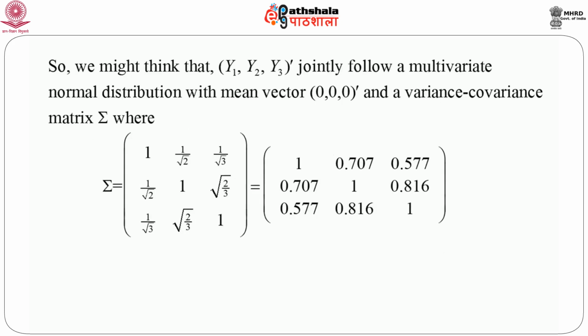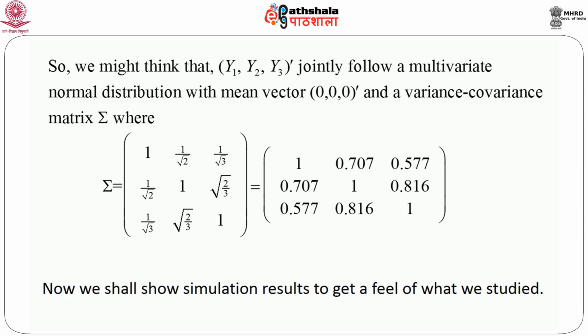So, we might think that (y1, y2, y3) prime jointly follows a multivariate normal distribution with mean vector 0, 0, 0 and a variance covariance matrix sigma, where sigma takes this kind of structure. Here, just for the sake of calculation, 1 by root 2 is nothing but 0.707, 1 by root 3 is 0.577, and square root of 2 by 3 is 0.816. I have written it this way because when I did this calculation, I got these values in decimal points.